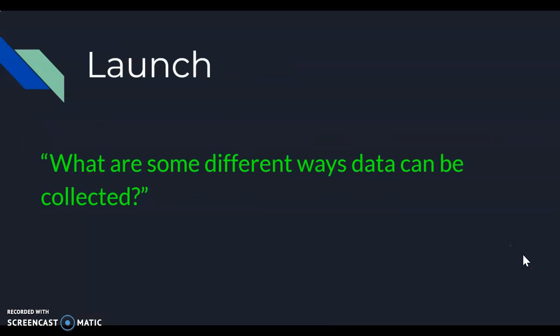What are some different ways data can be collected? We're going to pause for a second, and if you're in the live lesson, we're going to be typing some of your ideas into the chat box. And if you are watching a recorded version at home, I want you to take a few minutes just to think about all those different ways that data can be collected.